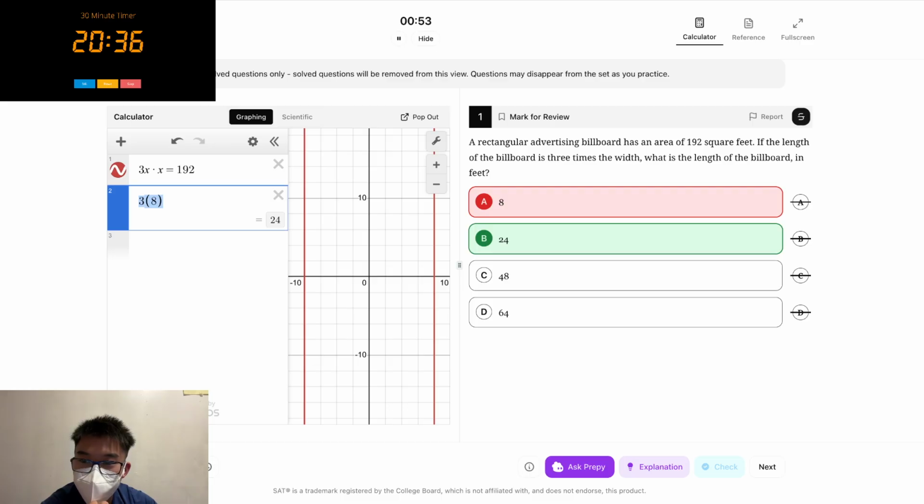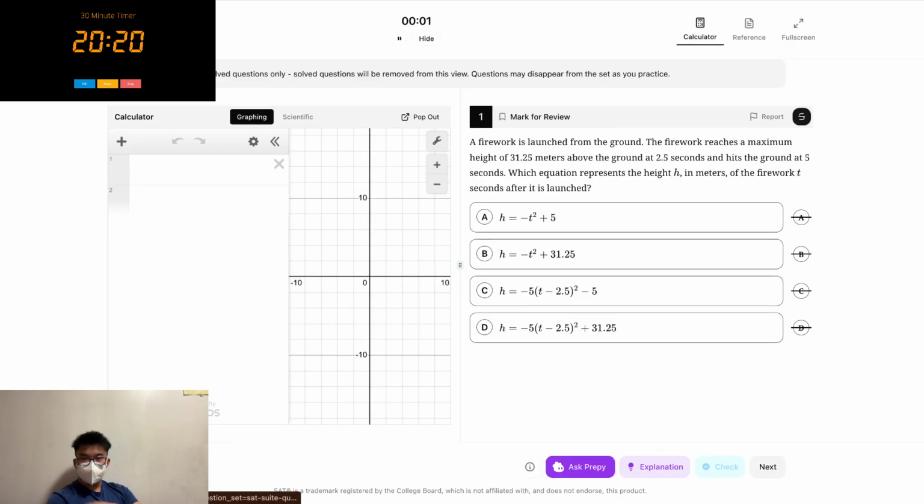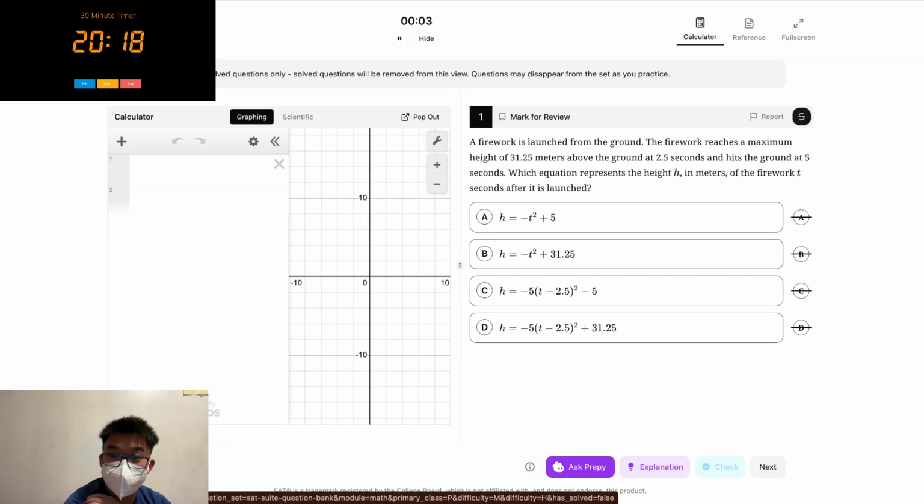The length is 3 times the width. So length is 3x. It's asking for the length, which is 3x, and x is equal to 8. So the width is 8, and the length is 24. Oh shoot. Yeah, I am not doing so hot right now. That's not good. But at least I know the mistakes and how to catch on to it.